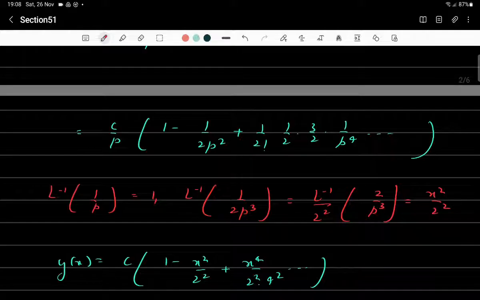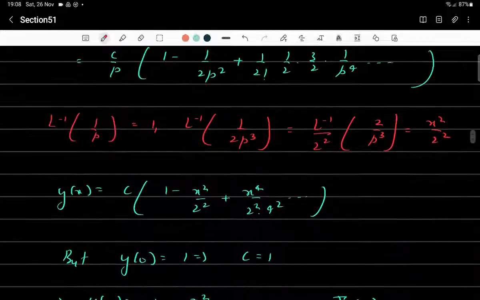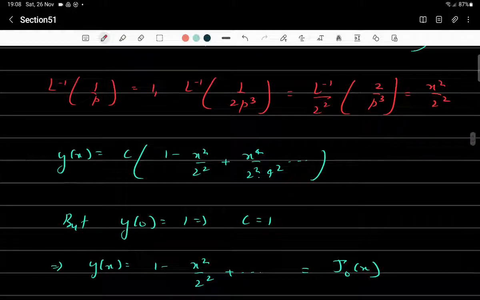Now it is given that y of 0 is equal to 1, which means if I substitute y of 0 equal to 1, the right hand side would become c, and the left hand side will become 1, which means c is equal to 1. It means my y of x, which is 1 minus x square by 2 square and so on, would simply be J naught x.